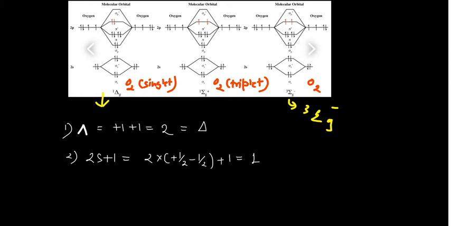2S plus 1 is 0, right? Just like that. And after that, you can determine the parity, because this oxygen molecule is a homonuclear diatomic molecule. So you have to decide whether you will put g or u as the subscript along with your delta.